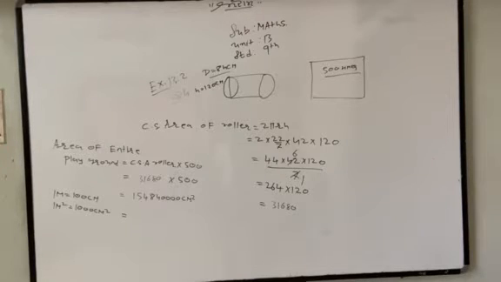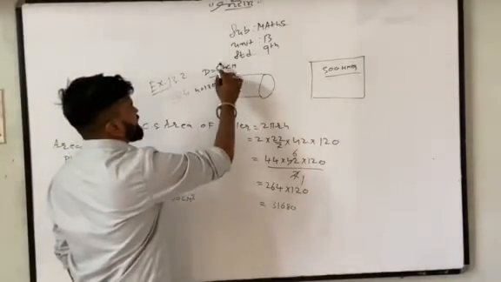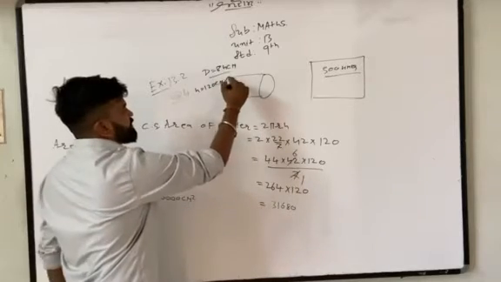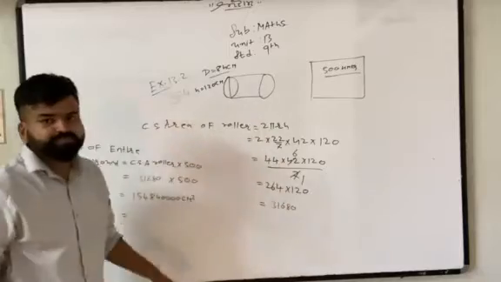As we had seen in our previous pages, we are discussing the examples of CSA of cylinder. Now here question number 4 is given. What is given? We had seen the roller. This is the diagram of a roller whose diameter is 84 centimeter, and the length is 120 centimeter.